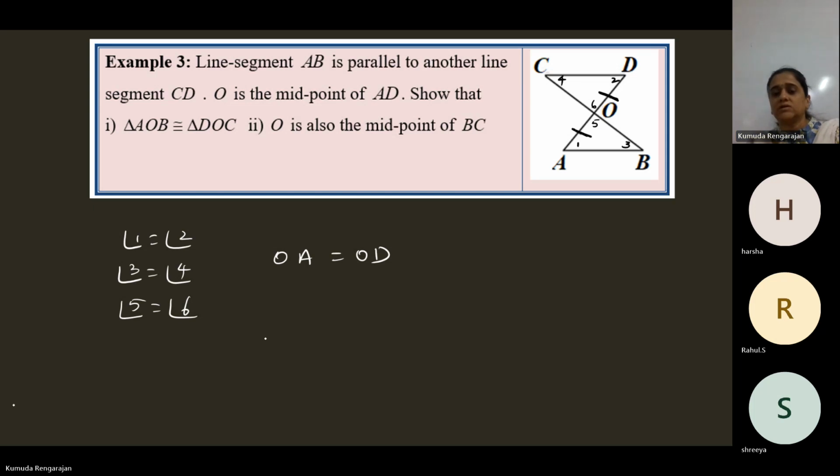Okay. Can we use SSS? No. Because we have only one pair of equal sides. We have listed all the equalities we have.